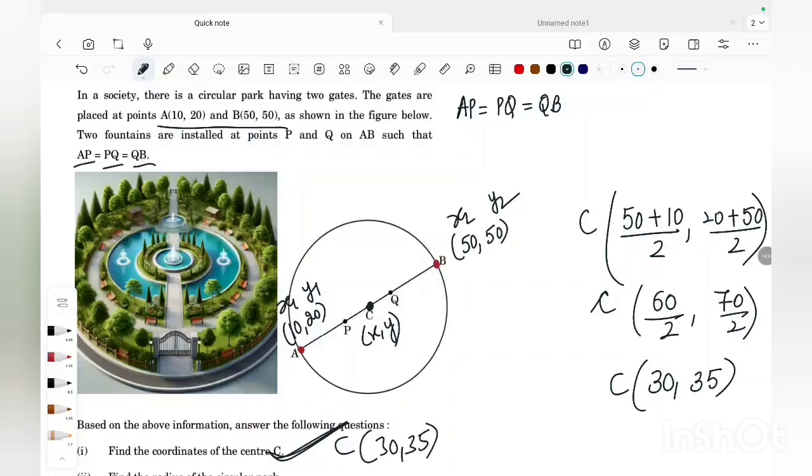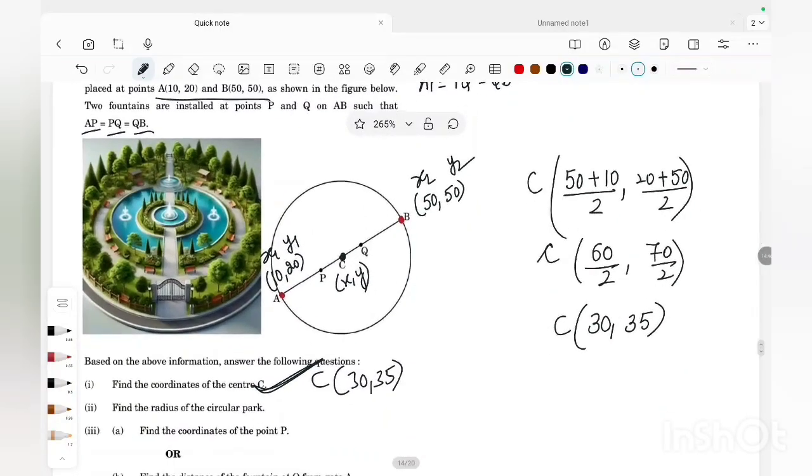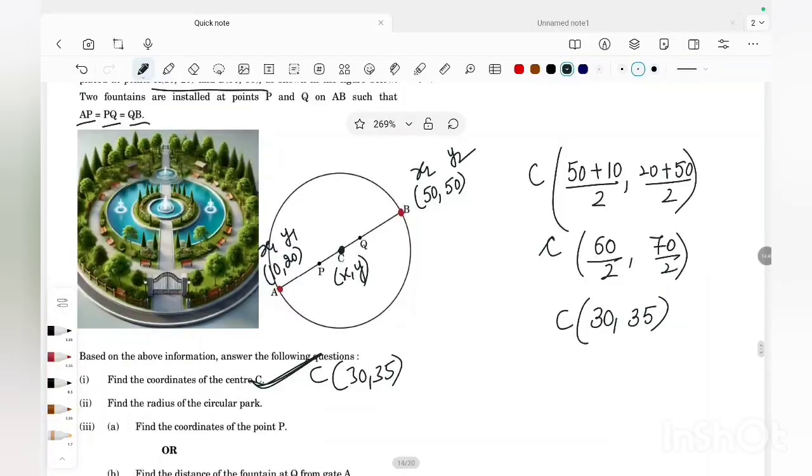Show the steps also in the case study. Some students just directly write the answer. They don't show the steps. Sometimes the marks are deducted. Not sometimes, every time you have to show the steps. Don't do the steps only in rough work. You also have to show the solution, how you are solving it. Got it? Second part. Find the radius of the circular park.